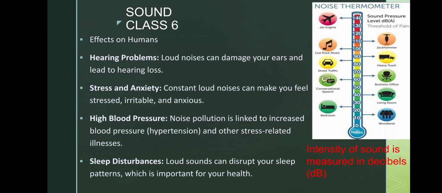Now you can see this noise thermometer and how many decibels are there, because intensity of sound is measured in decibels and the frequency is measured in hertz. So this is the difference. Amplitude is the intensity of the sound, the volume, and the frequency means how many waves or how many vibrations per second. That is frequency. So intensity, the loud sound depends on the intensity. So you have to see what is lower intensity and what is higher intensity sounds.